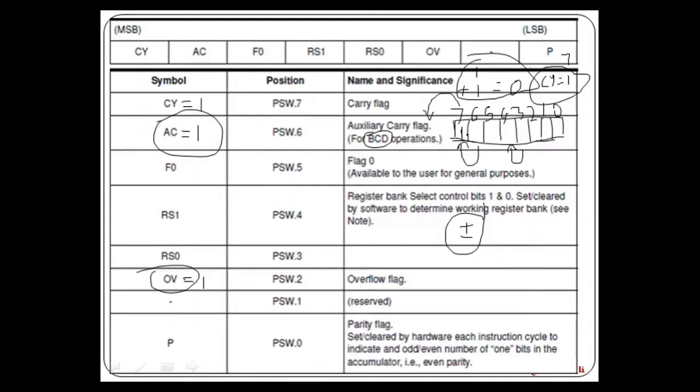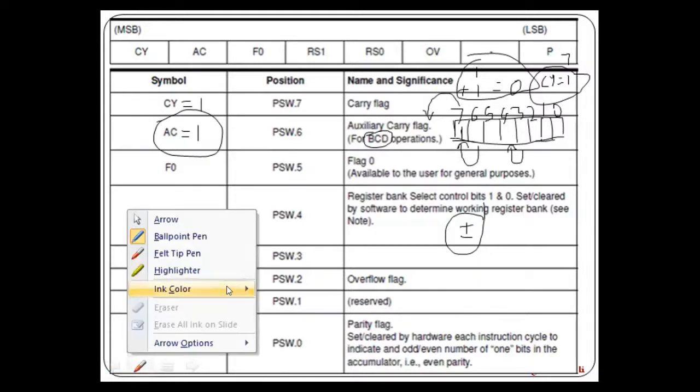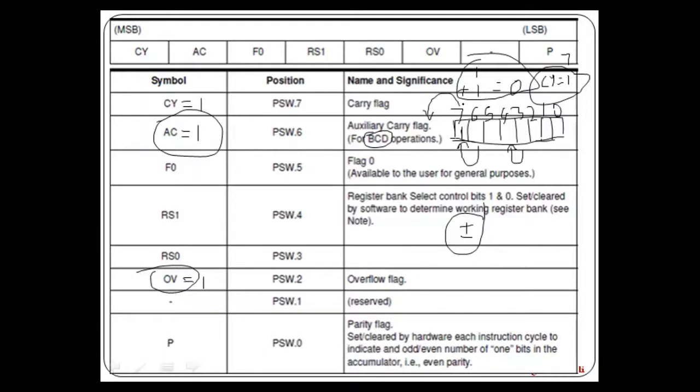That means the sign is not important. But if you are operating on signed numbers, this 7th bit becomes very important. This 7th bit decides the sign of the integer. If the 7th bit is 1, we say that the result is negative. And if this bit is 0, we say that the result is positive.